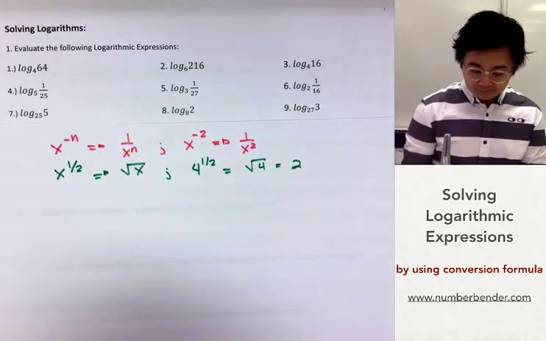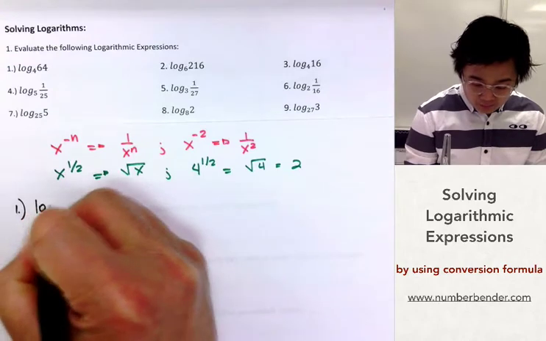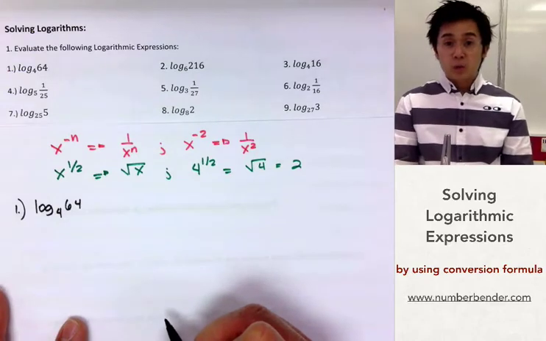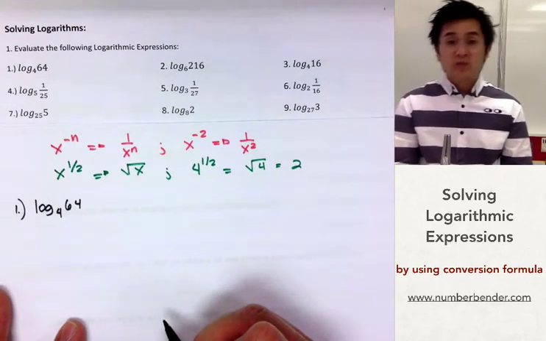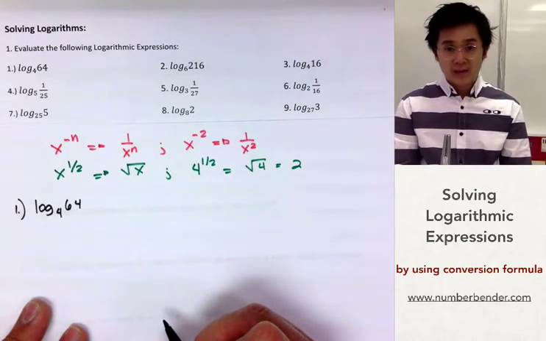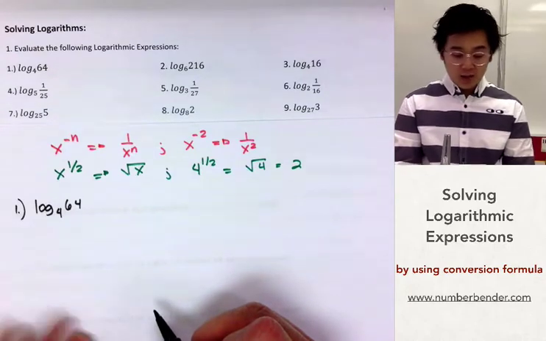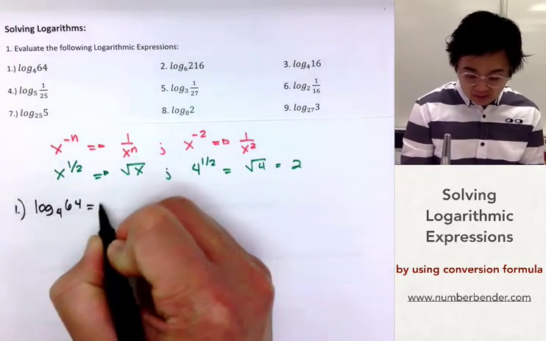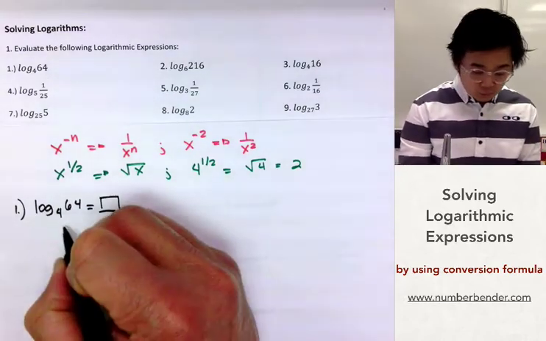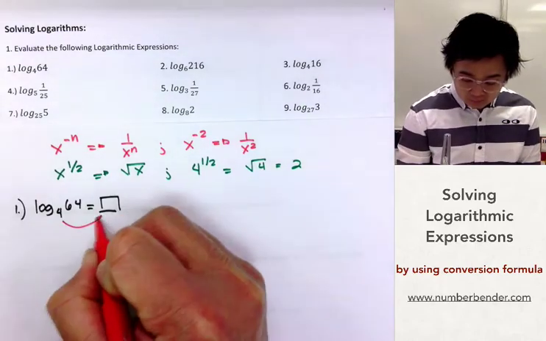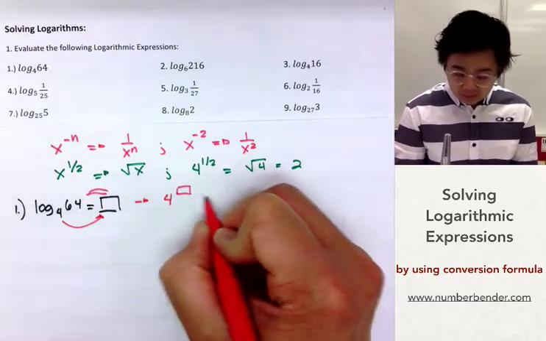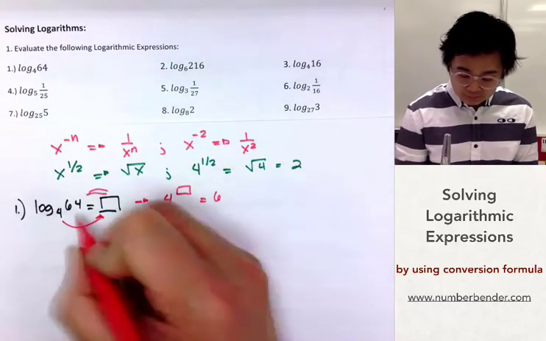So problem number 1, I have logarithm of 64 base 4. Now, logarithm of 64 base 4 is something that is a little bit foreign to all of us. So let's change it into something that we are more familiar with, and that is the inverse of log, which is exponential. So by equating this to, let's say, a box, how are we going to figure out the number in the box? And to do that, we're going to convert it into exponential. So now we have 4 raised to something equal to 64.